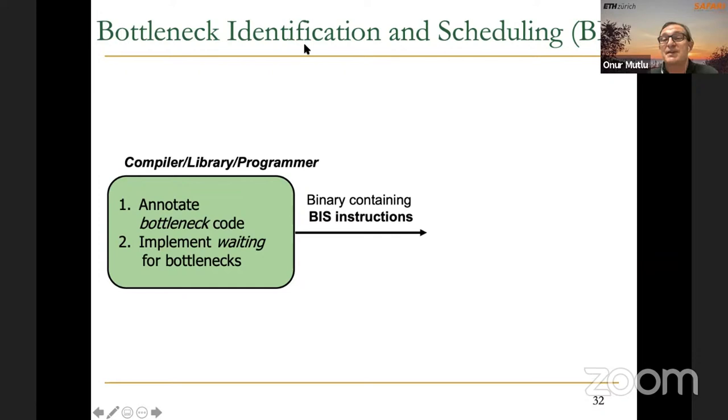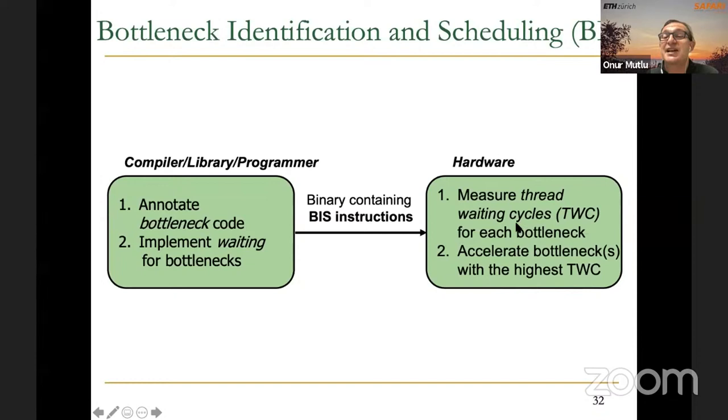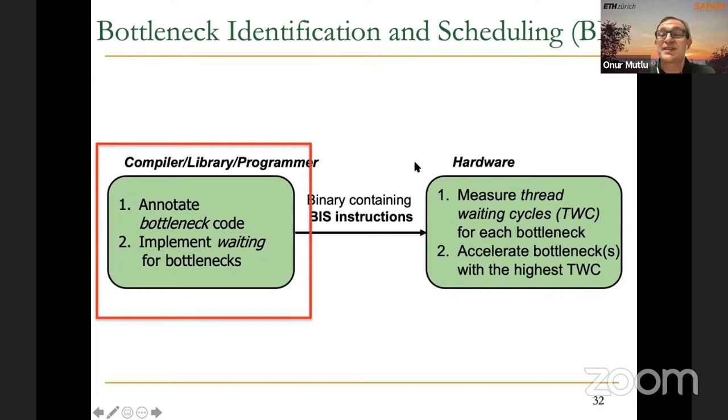And the hardware, using those BIS instructions, measures thread waiting cycles for each bottleneck dynamically and accelerates the bottlenecks with the highest thread waiting cycles. So basically, it's a hardware-software cooperative mechanism. And I think it's very difficult to make these mechanisms pure hardware or pure software, or at least to get the highest performance when you actually do pure hardware, pure software.